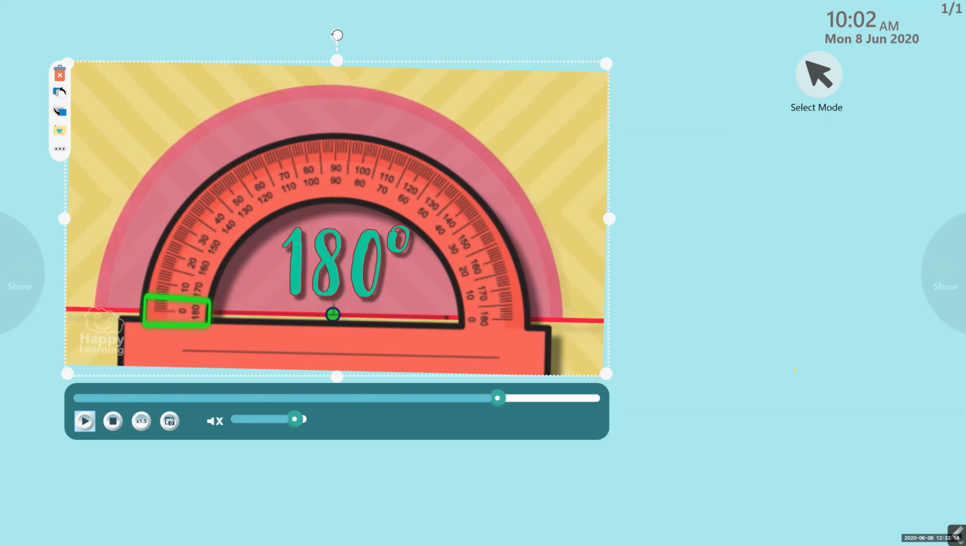Okay, now children, look at this straight line. What is the angle measure here? 180. Dia, can you unmute yourself and tell me what is the angle for a straight line? Okay, Dia, can you hear me? Dia, look at the board, we can see a straight line. What is the angle measure? 180 degrees. Very good.